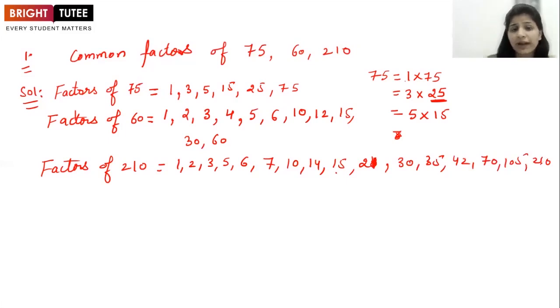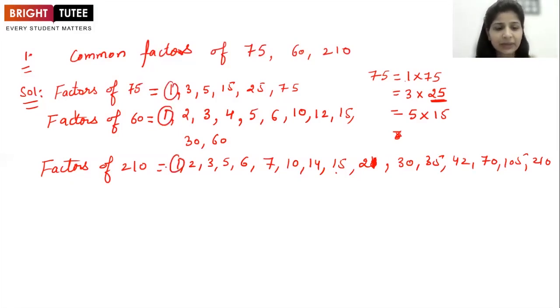So these are all the factors of 210 that we have written: 1, 2, 3, 5, 6, 7, 10, 14, 15, 21, 30, 35, 42, and so on. Now students, we have written all the factors of all three numbers. How do we take out the common thing? Let's see. 1 is common. 1 is a factor of every number that we know. So the common factor is 1.